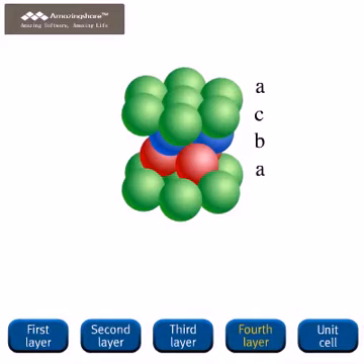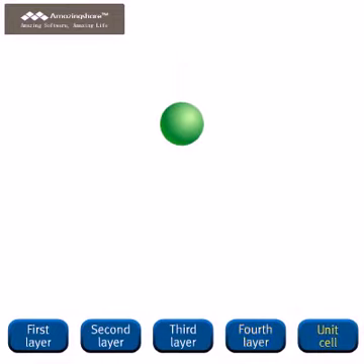Click on the Unit Cell button to see the smallest repeating unit in a crystal lattice, which is called the unit cell. The cubic close-packed arrangement has a face-centered cubic unit cell.